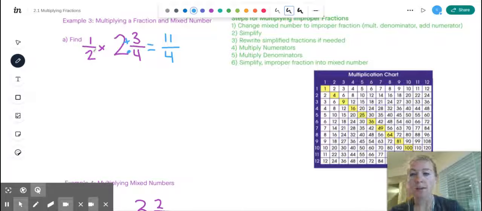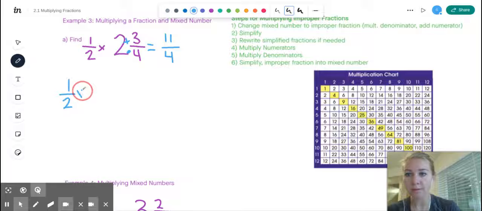Okay, I'm just going to rewrite our problem because now we have a half, we can't forget about our first fraction, times 11/4. And remember, an improper fraction means that the top number, the numerator, is larger than the bottom number, the denominator. It's top heavy.